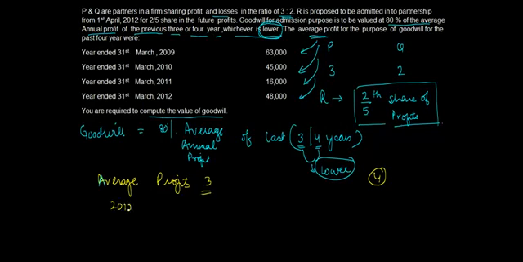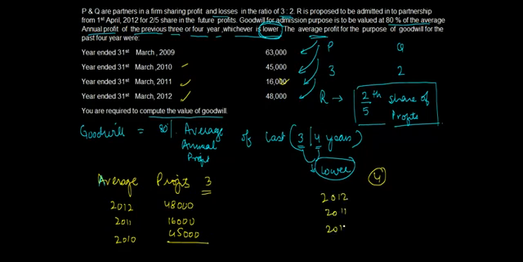So that means we'll need 2012, 2011 and 2010: 48,000, 16,000 and 45,000. For 4 years, what do we have? 2012, 11, 10 and 9: 48,000, 16,000, 45,000 and 63,000. Now if I take the average of these three numbers, what do I get?